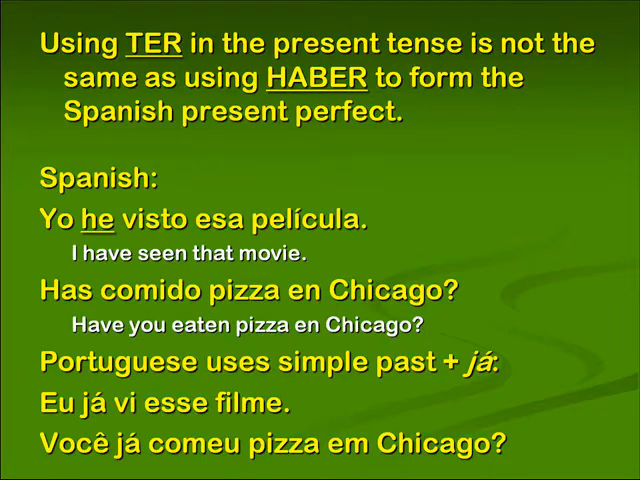In Portuguese, the same idea, have you done something yet or have you already done something, is expressed not with the verb ter in the present tense, okay, but using the simple past and usually the adverb já. A couple of examples of the same idea here in Portuguese. Eu já vi esse filme. I have seen that movie. Você já comeu pizza em Chicago? Have you ever, for example, have you ever had pizza in Chicago?